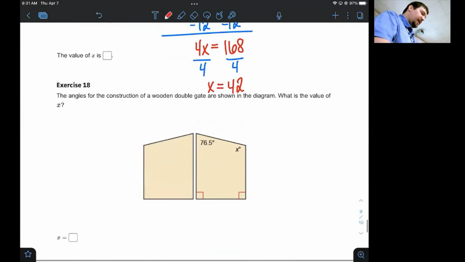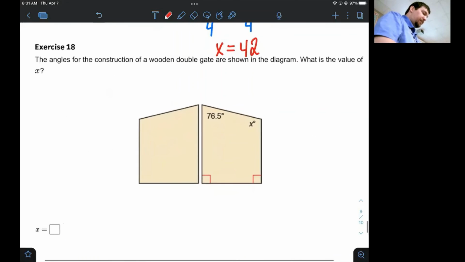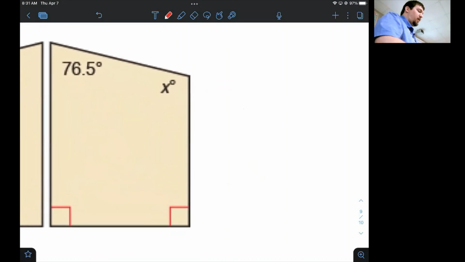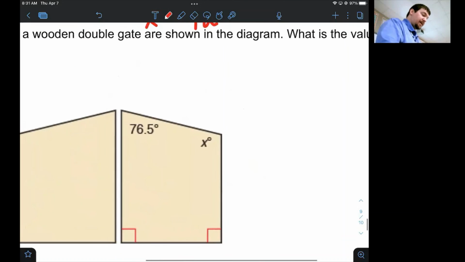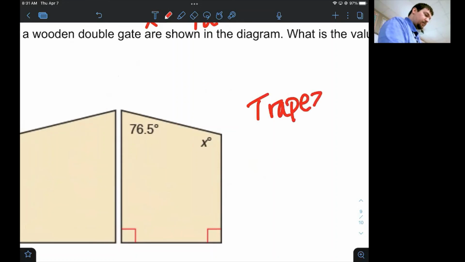So, all right, number 18. The angles of the construction of a wooden double gate are shown in the diagram. What is the value of X? What kind of shape are we looking at here in this diagram? It is a trapezoid, you're right. It didn't ask us to write that, but it is a trapezoid. It does have one set of parallel sides and only one set.